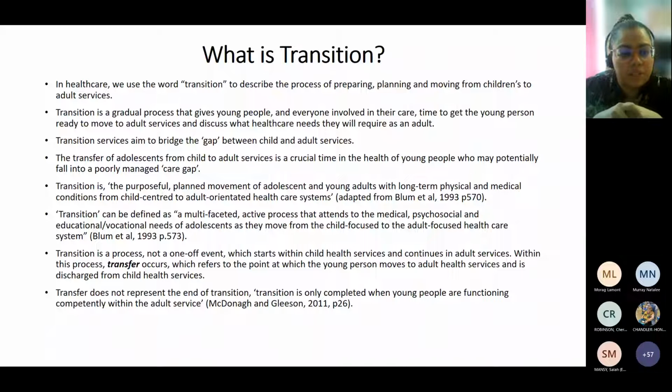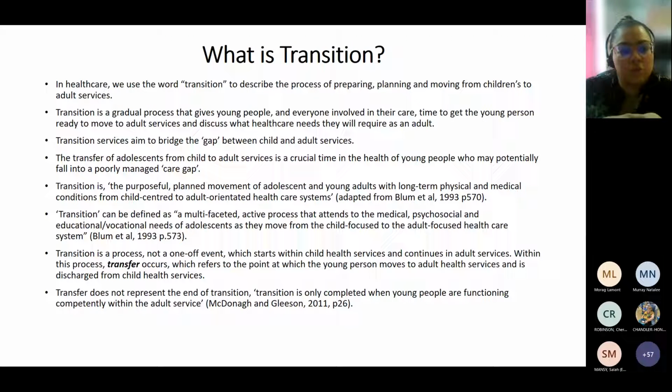Transition can also be defined as a multifaceted, active process that attends to the medical, psychosocial and educational needs of adolescents whilst they move across the services. And it's a process, it's definitely a process. We try very hard not to make it a one-off event, which can't be avoided in all scenarios, but we very much do try, which starts within child services.